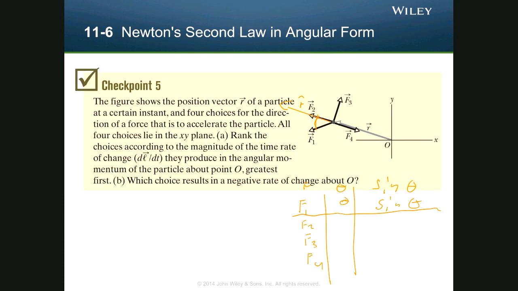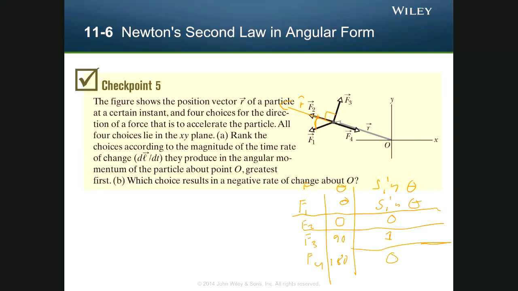So now let's look at F2. F2, you'll notice, is exactly parallel. It lies right on top of R. So the angle between R and F2 is 0, and the sine of 0 is 0. So we go to F3. The angle between R and F3, we can look here, is going to be 90, and the sine of 90 is 1. And for F4, the angle is 180 degrees, or pi, and the sine of 180 degrees is 0.